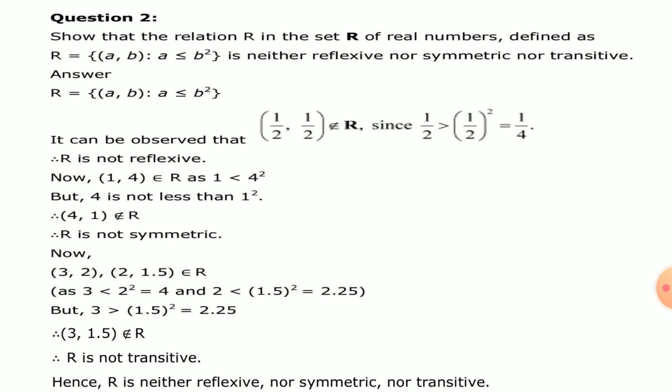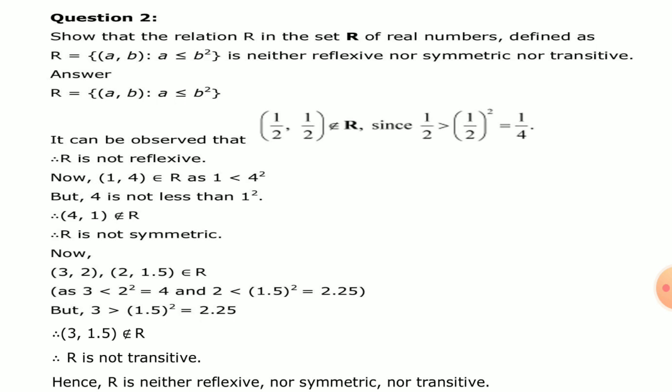Now (1, 4) belongs to R, because 1 is less than or equal to 4 squared, which is 16, so 1 is less than or equal to 16 is possible. So (1, 4) belongs to R, but 4 is not less than or equal to 1 squared, because 4 is not less than or equal to 1. Therefore (4, 1) does not belong to R, so R is not a symmetric relation.